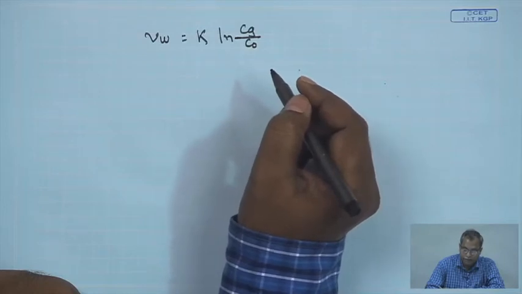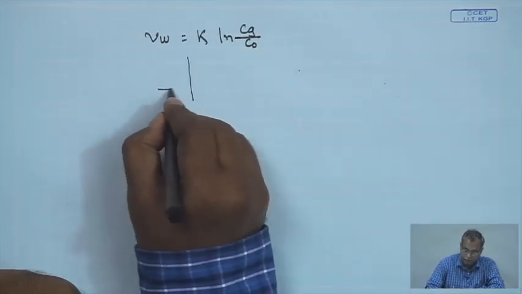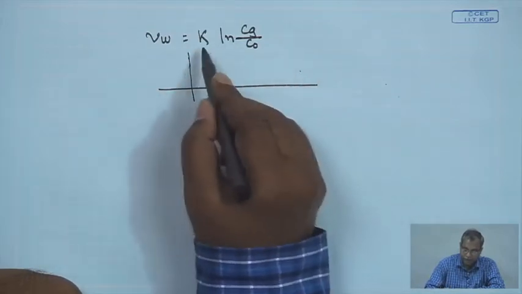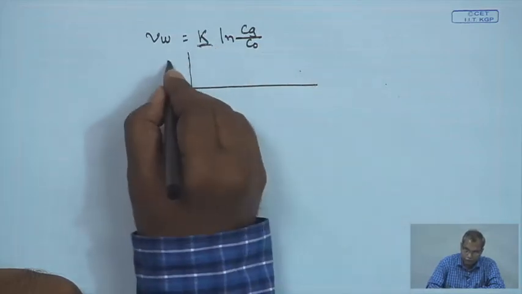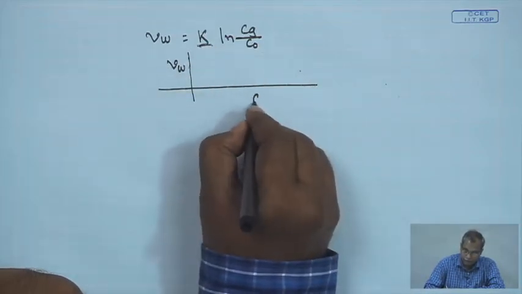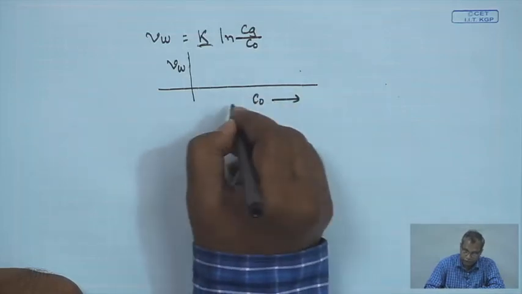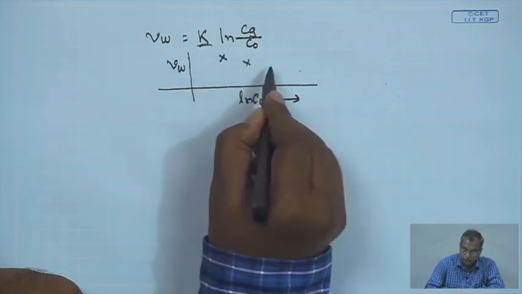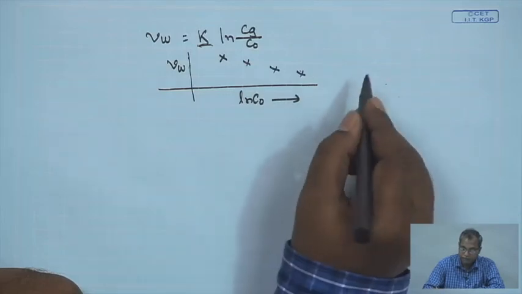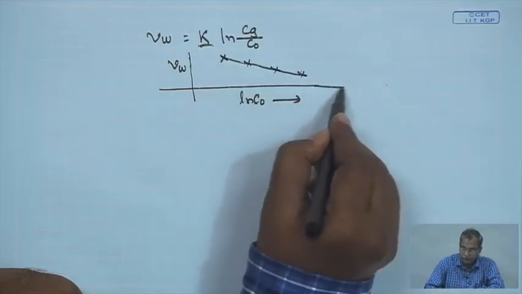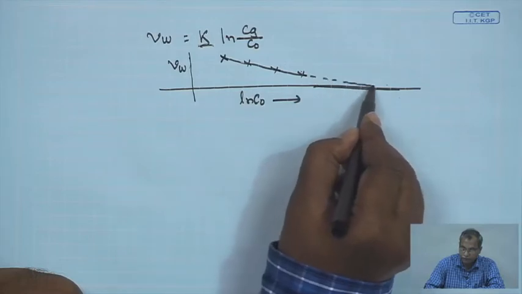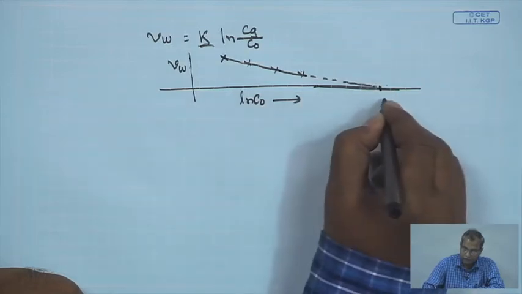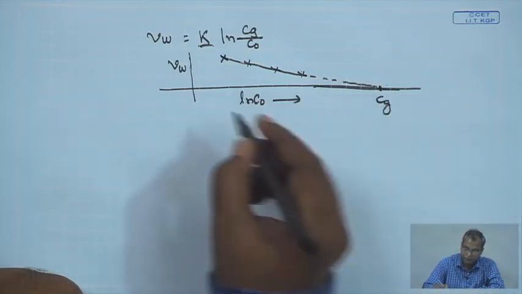So, we conduct the experiment at different concentrations of the feed solute and measure the permeate flux at a particular K, which means at a particular turbulence. Then we plot Vw versus the feed concentration on a log scale, ln C naught, and we see that the permeate flux decreases as the feed concentration increases. It will be a straight line, and we extrapolate this line to where it cuts the x axis, and that concentration is the gel layer concentration.